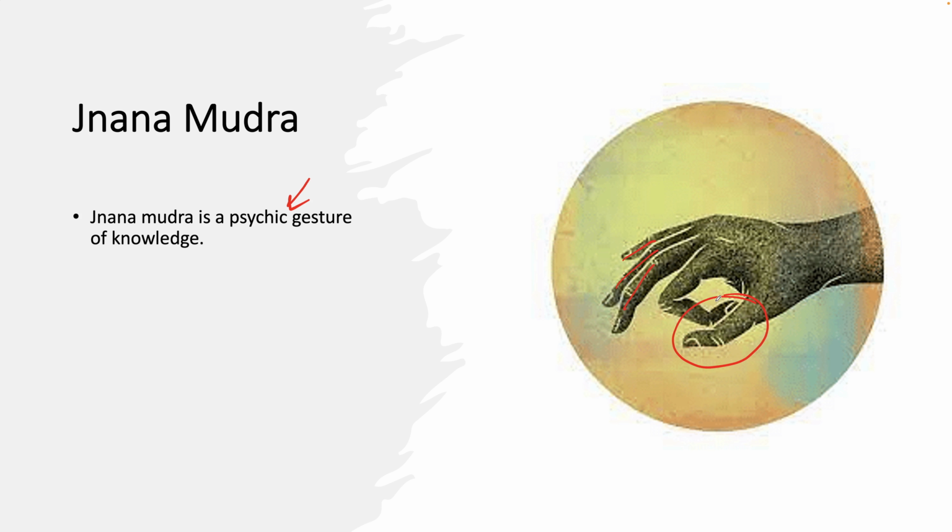And the palm of the hand is faced upward, and the hand is typically placed on the knee or thigh during meditation or pranayama practice. This is used commonly in yoga and meditation to cultivate a sense of inner wisdom and insight.